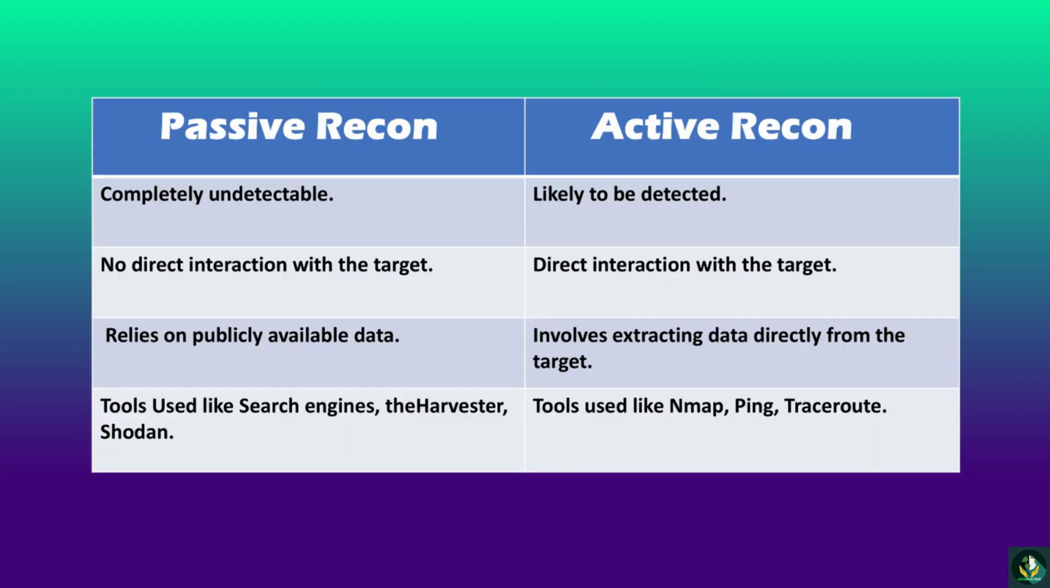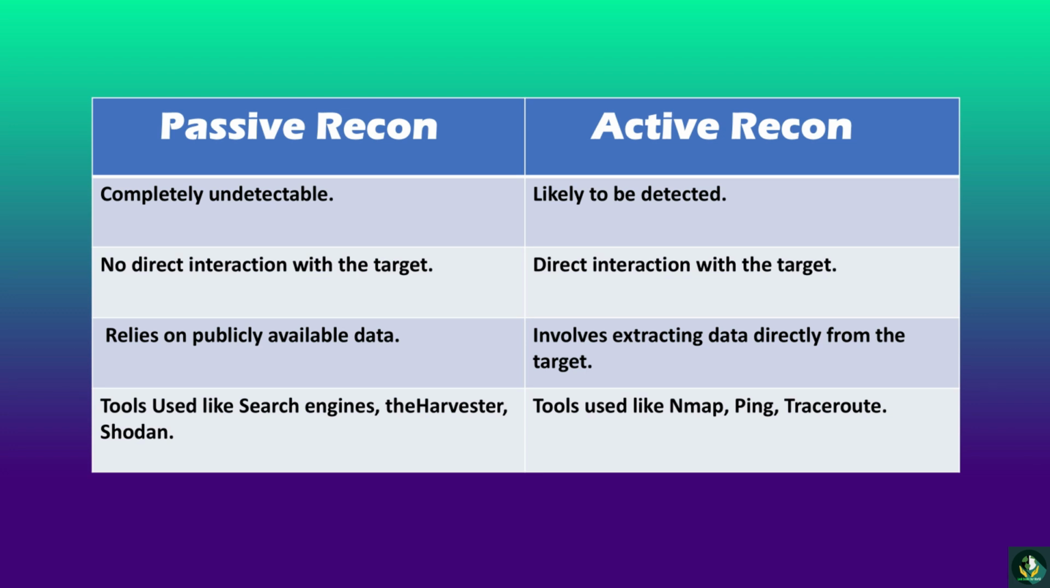Now let's break down the key differences between passive recon and active recon. When you are performing passive recon, you are like a ghost, completely undetectable. The target has no idea you are gathering information because you are only using public data and not interacting with their system. On the other hand, active recon is a bit noisier. It often leaves traces in system logs, making it likely that the target will notice someone is probing their defenses.